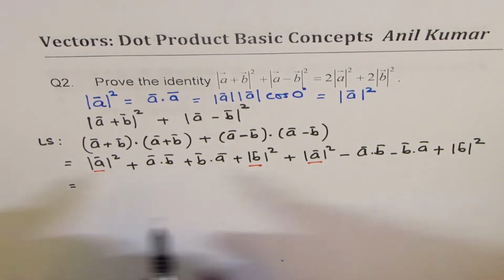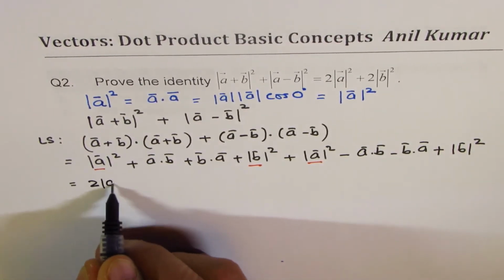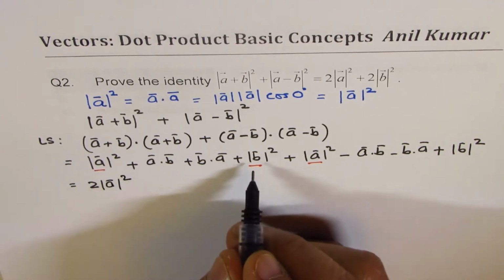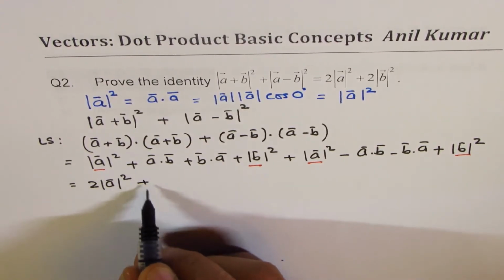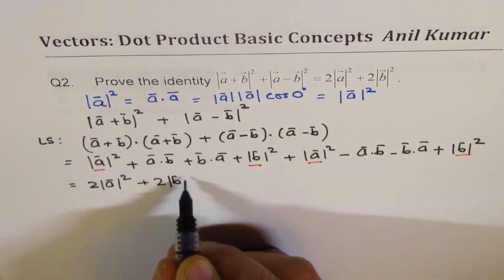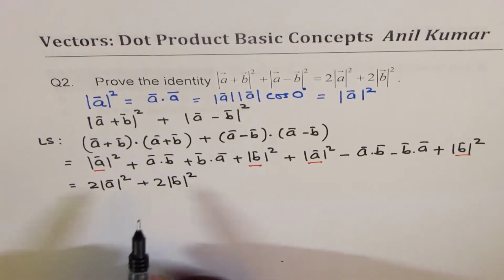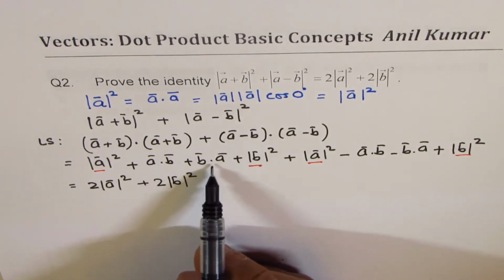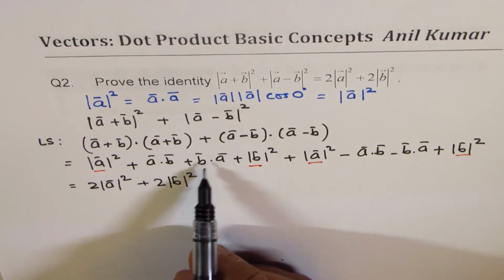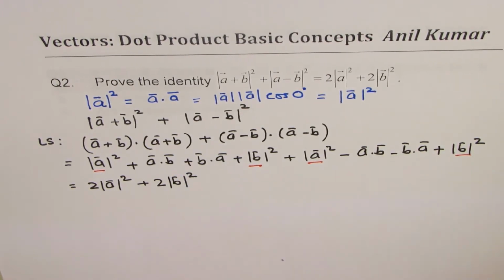So that gives you 2 magnitude of A square. Now I'll combine the B square parts. Let's combine these two. So that gives us 2 magnitude of B square. Now A dot B and B dot A, commutative property, they are the same, correct? Now, they cancel out also.